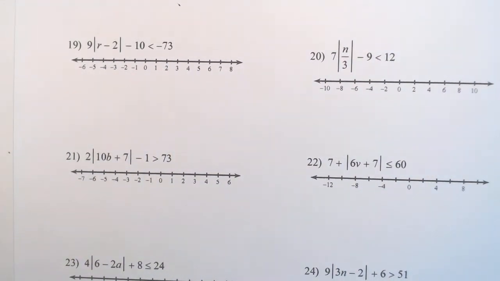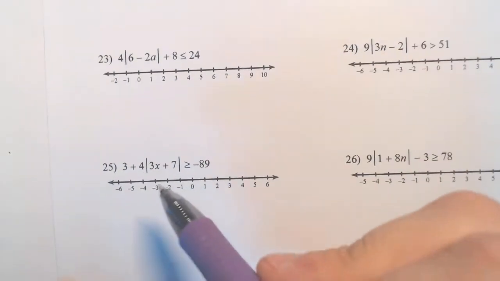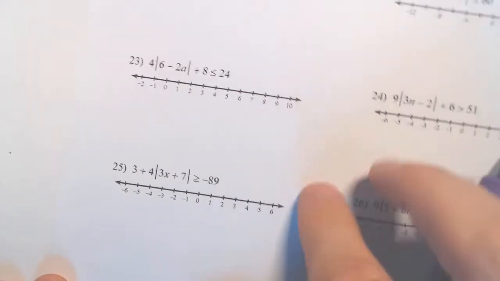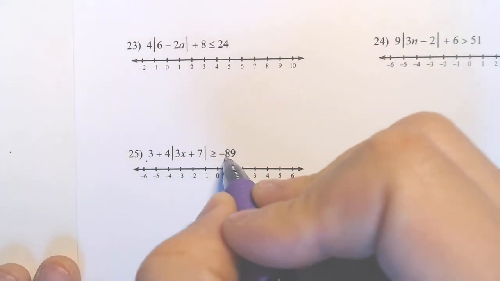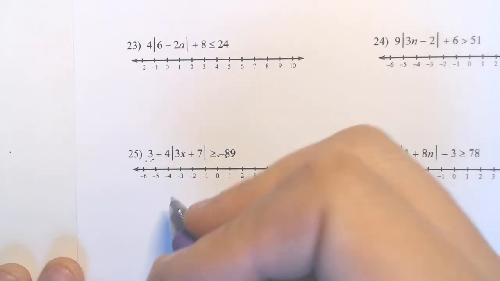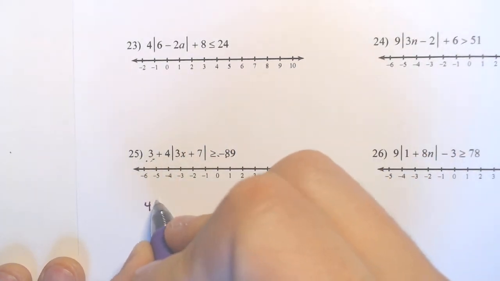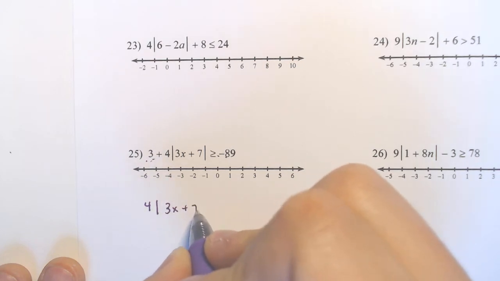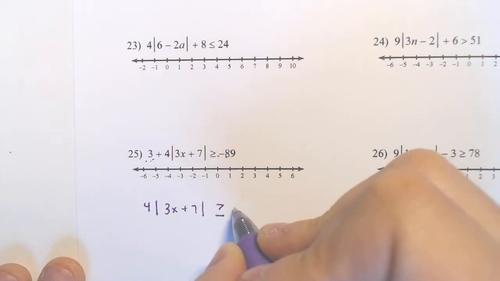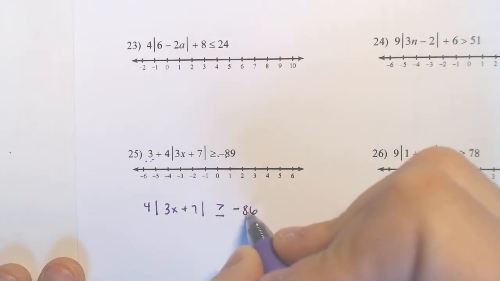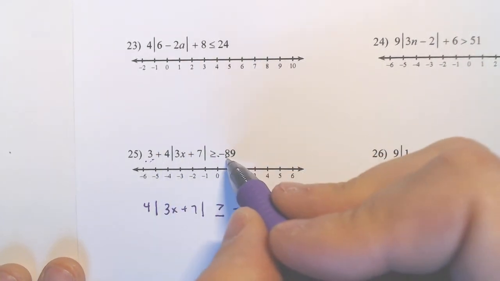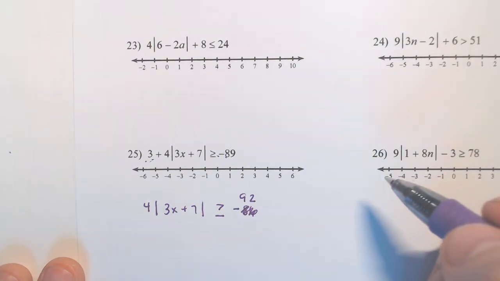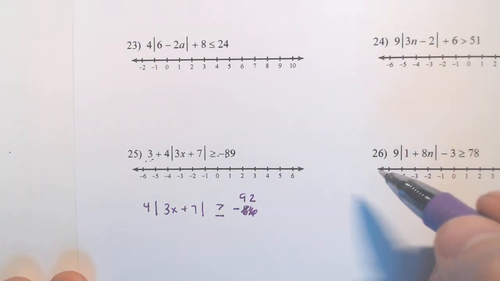Let's see. Let's do number 25. It looks like there's plenty of space down here for me to be able to work. Subtract 3 first. Subtract the 3 first. 4, absolute value, 3x plus 7, greater than or equal to negative 86. Wrong again, negative 92. When you subtract 3 from negative 89, you get negative 92.